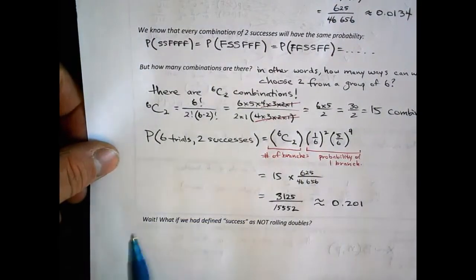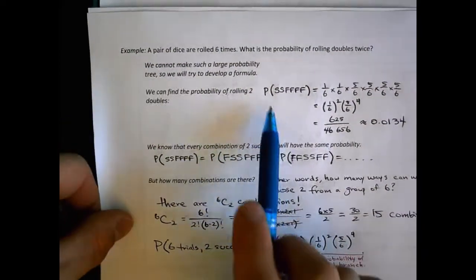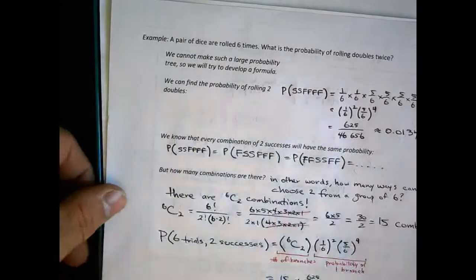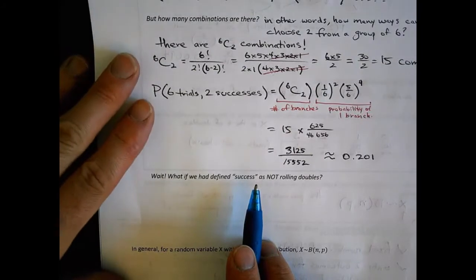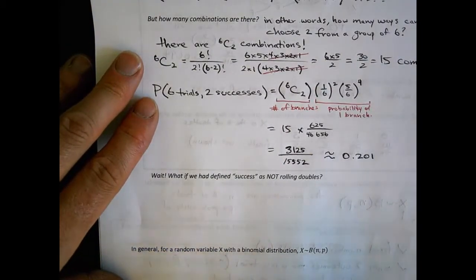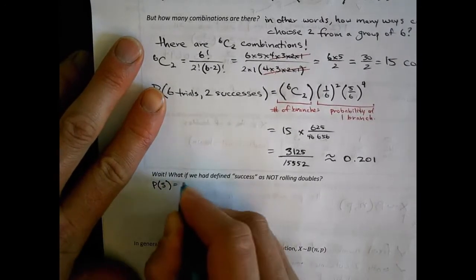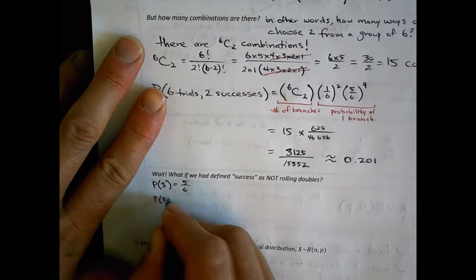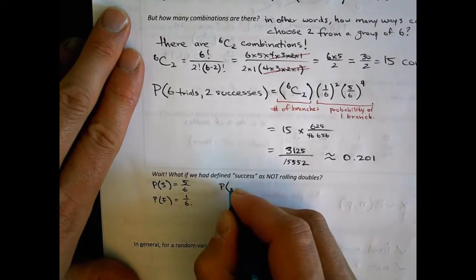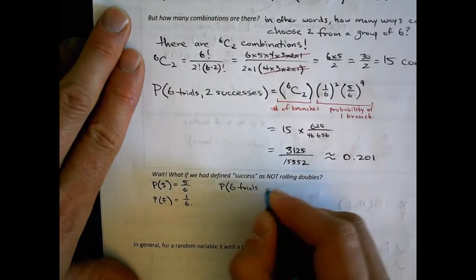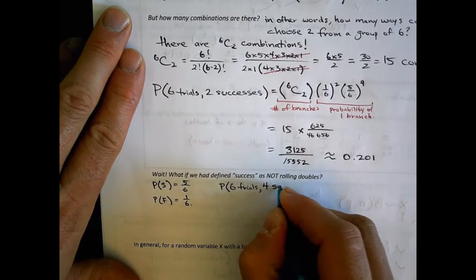And I know what you're thinking. Well, what if I hadn't defined success this way? Here we know I defined success as the probability of rolling a double. What if I had defined success as not rolling a double, and I defined failure as rolling a double? So in this case, the probability of success would be 5 out of 6. The probability of failure is 1 out of 6. So we want to know what's the probability for 6 trials. You have 4 successes, right?